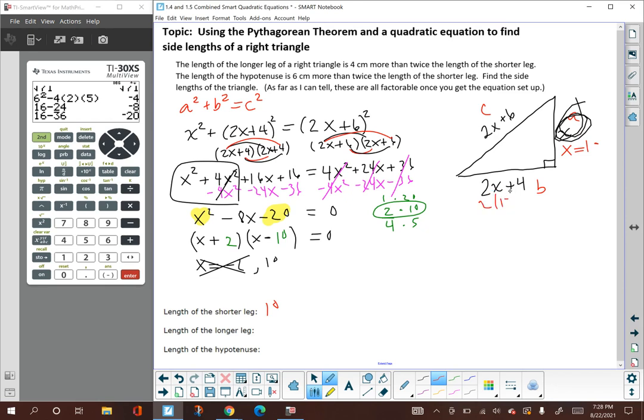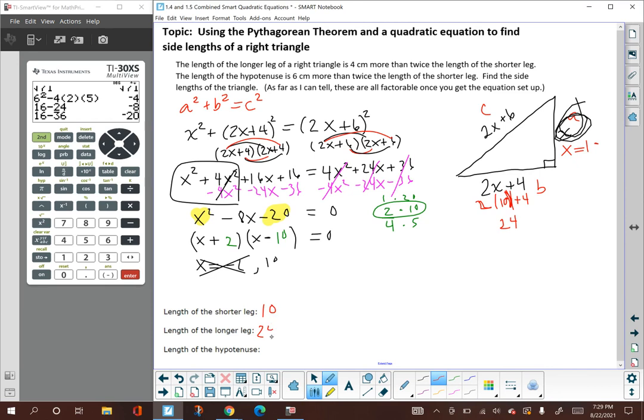2 times 10 plus 4, they're parentheses, and they don't even look like it, is 24. For the longer leg, I wonder if my battery is dead.